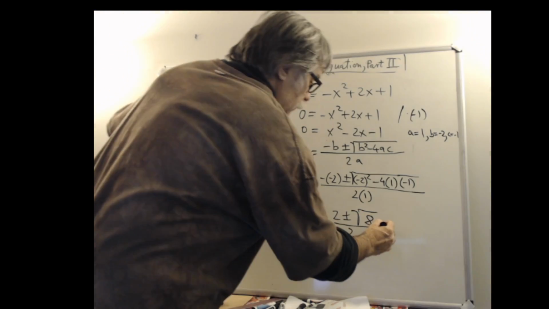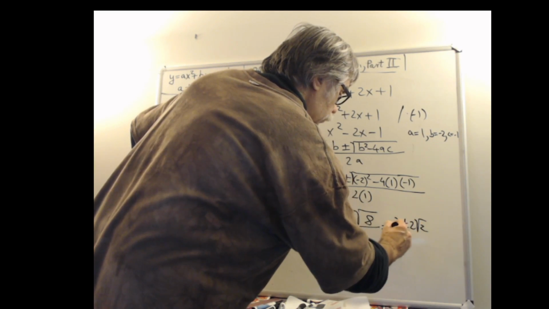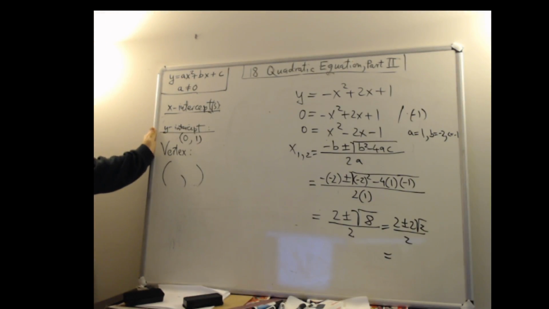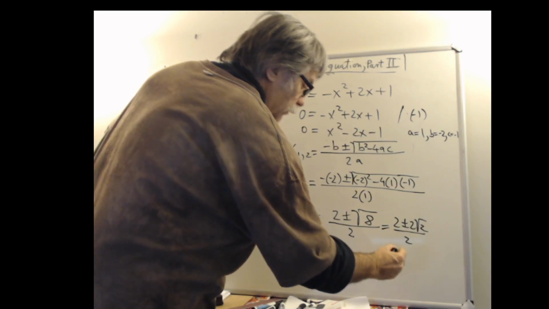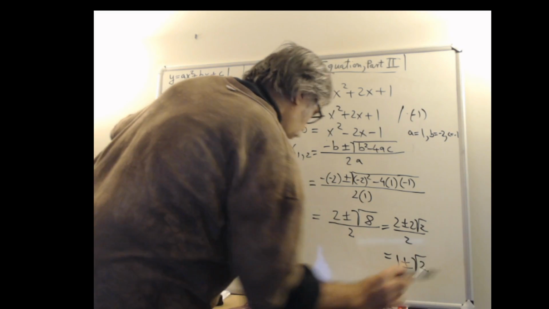So you got 2 plus minus 2 radical 2 over 2. Well, such fancy stuff, right? 2, 2, 2, 2 everywhere. Anyway, the common factor 2 cancels out. You get 1 plus or minus radical 2.